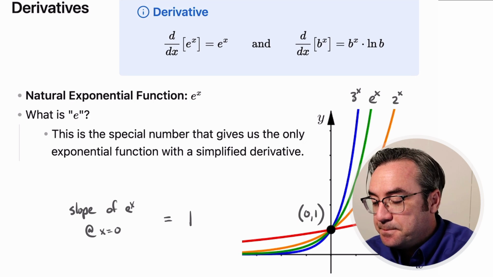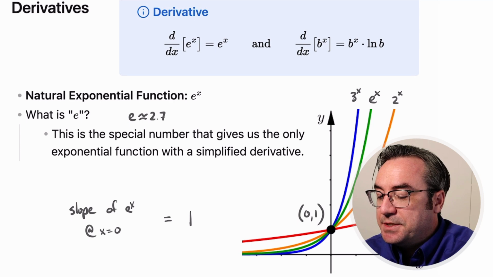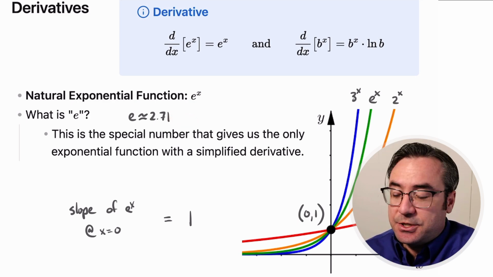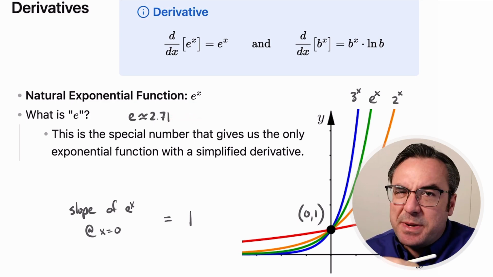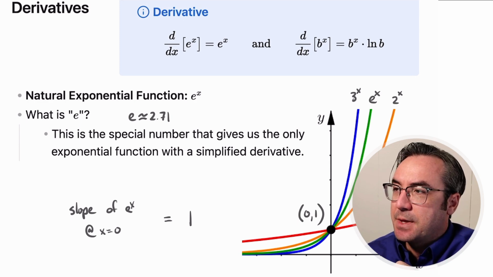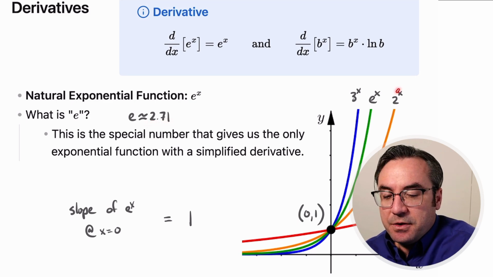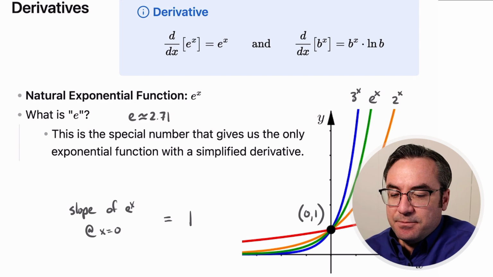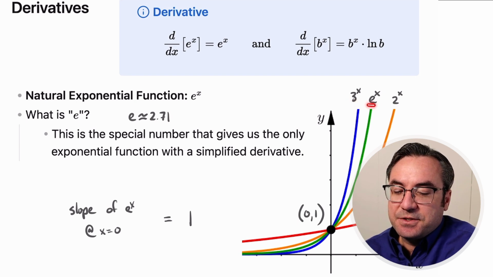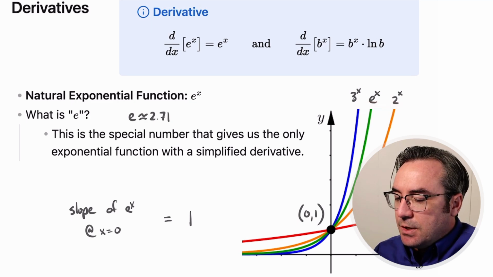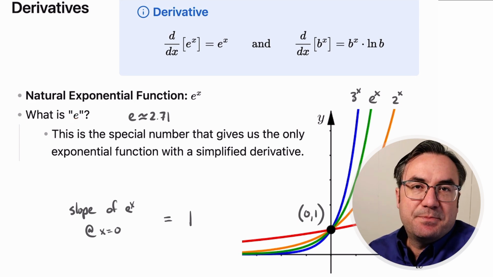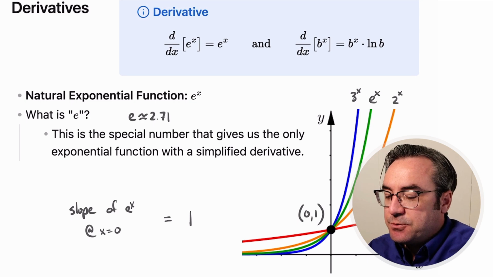So e is approximately 2.71. Now it is a decimal, so it keeps on going, and it's not a rational number, so it doesn't repeat or stop or anything like that. And it makes sense that this decimal is 2.71. If you look at these exponentials, the graph of 3 to the x versus e to the x versus 2 to the x, it's kind of in the middle there.